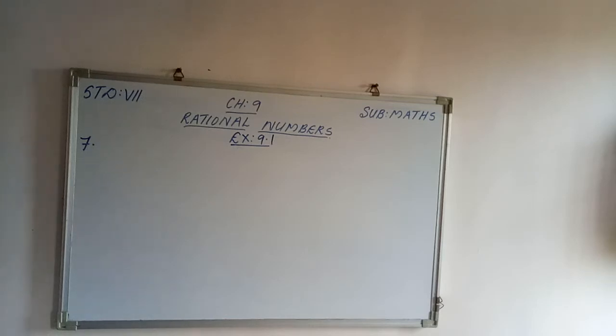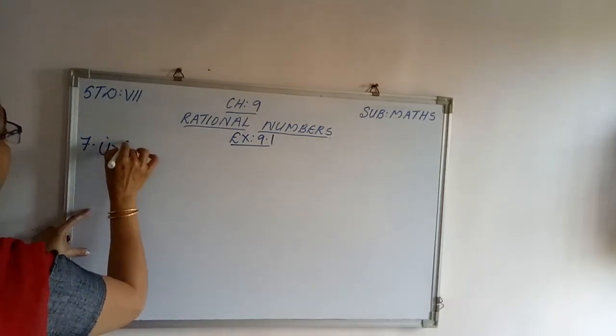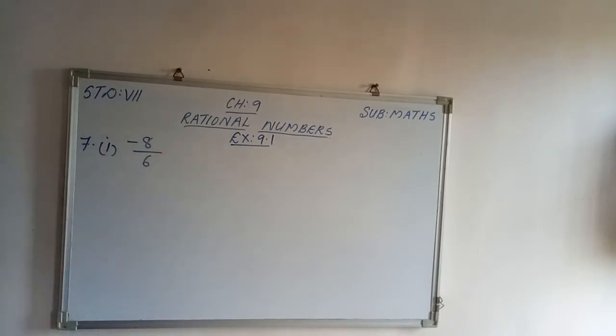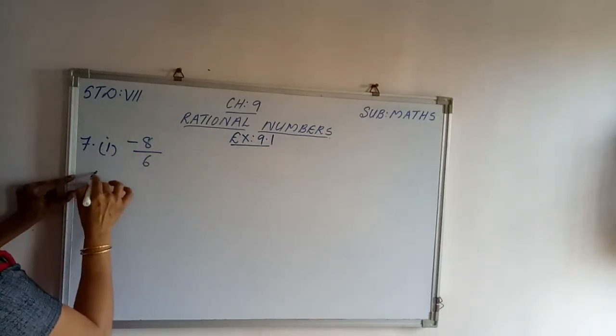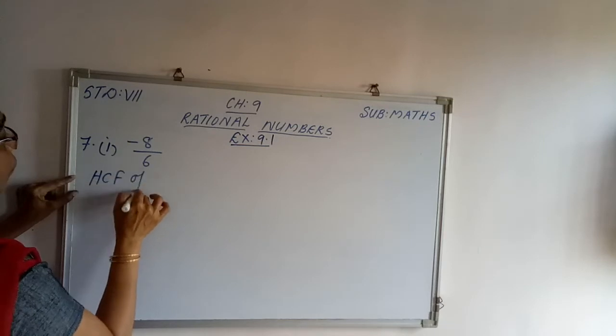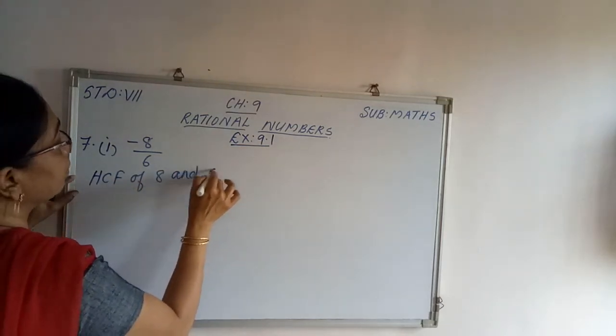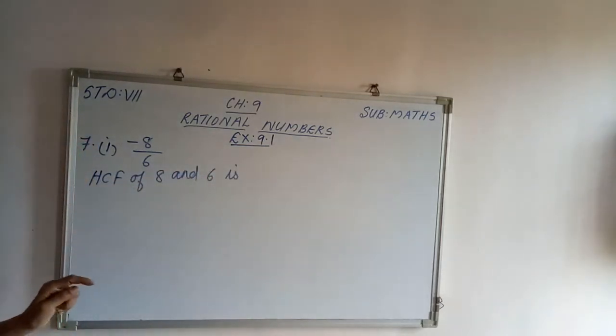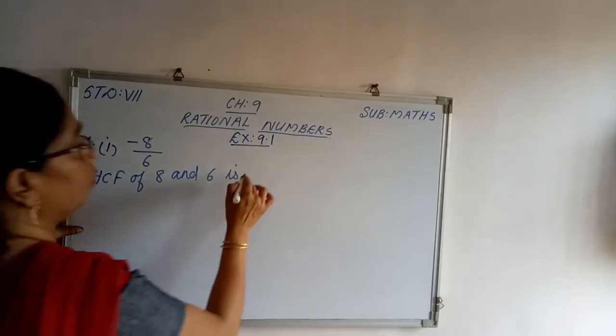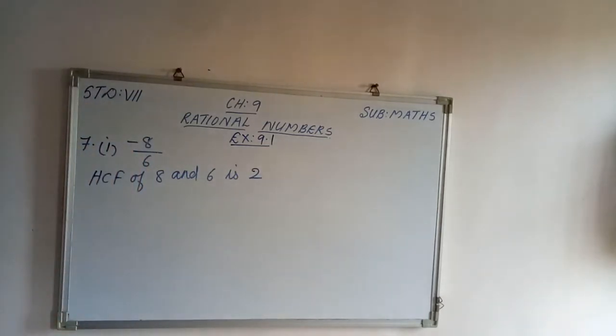We can do the first question. Minus 8 upon 6. First, what is the HCF of 8 and 6? HCF of 8 and 6 is, which is the highest common factor? That is 2. In your previous class you have learned how to find out the HCF. So for 8 and 6 the highest common factor is 2.